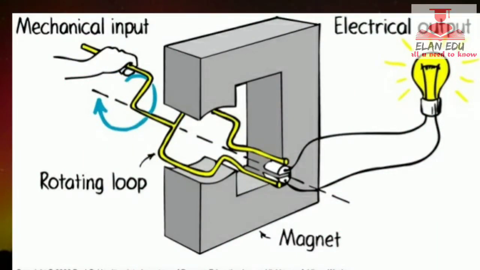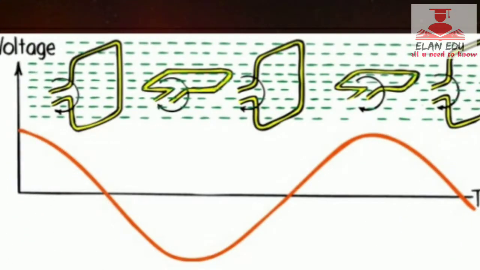Let us learn the generation of AC current with an example. If a current carrying conductor is placed near the magnet, it produces an electrical output. In such a case, the conductor is made to rotate, so that it produces a continuous current, that is alternating current, which helps to glow the light. By applying mechanical input to rotate the loop, it produces a continuous current, as seen in this diagram, which has a continuous flow of voltage.